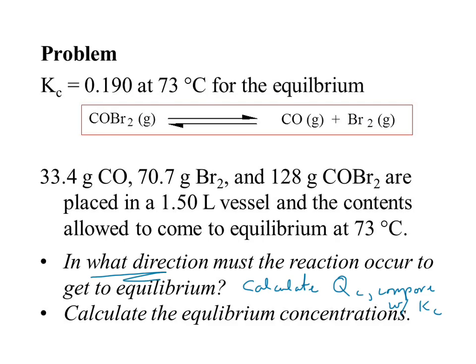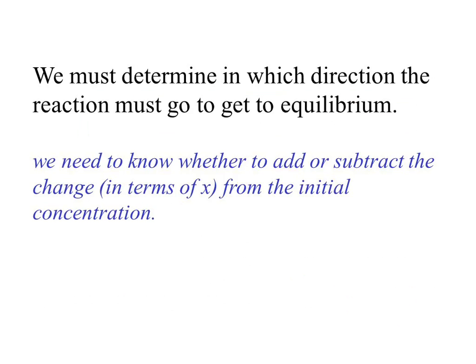I'm going to show you why that's important, because when it comes to your changes, you need to know if it's a negative or a positive change, which direction it's going. Then once you get that figured out, you're back to just your ice table and doing what we did before. This next page shows the strategy. We must determine in which direction the reaction will go. How? You calculate Qc. Remember, your Qc, your reaction quotient, is a snapshot. You get the snapshot based upon those grams, and then you compare to Kc. That's it.